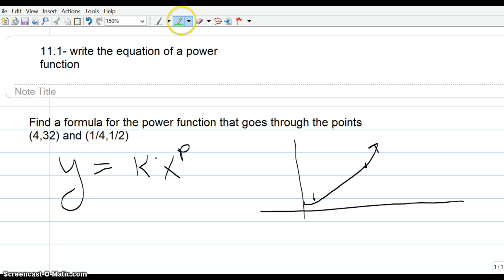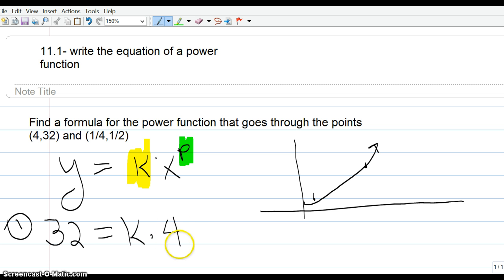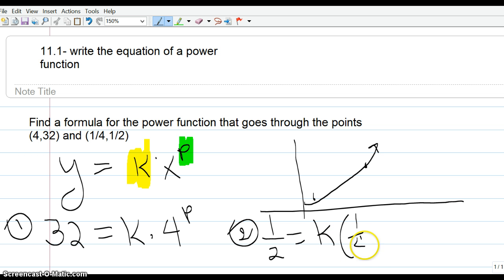So essentially, I really just have to find two parameters. This is very similar to when we did exponential functions. I need to find the constant k, and I need to find the power p. Since I have 2 points, I simply plug those in, and I have a system of equations in 2 variables. The first part tells me, I'll call this equation 1, 32 equals k times 4 to the p, because x is 4, y is 32. And equation 2 tells me that 1/2 equals k times 1/4 to the power p.